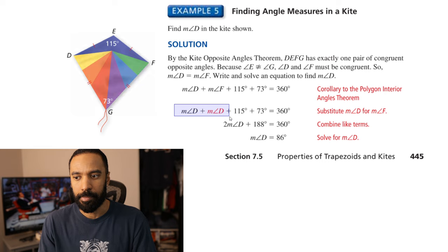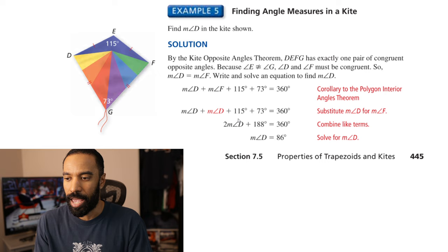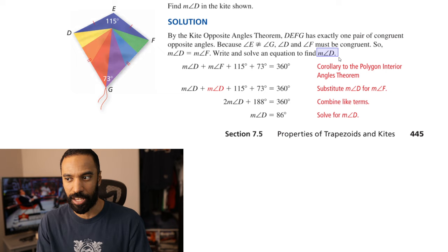They substitute one to make them the same. They might as well call them just X each. And so they solve for one individual one. If D is 86 degrees, then so is F. They just said find the measure of angle D, though, so they're both the same. They're both 86 degrees if you do the algebra with it.